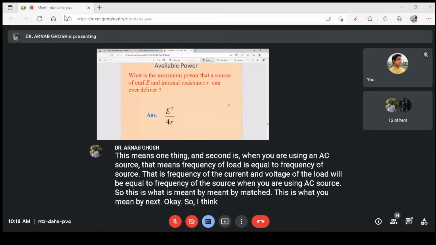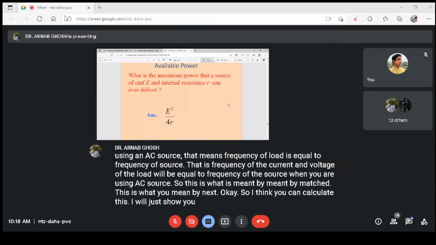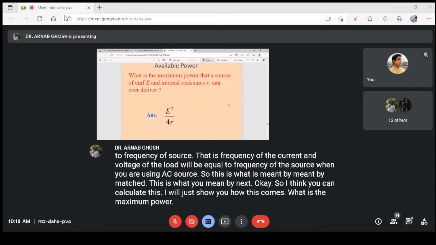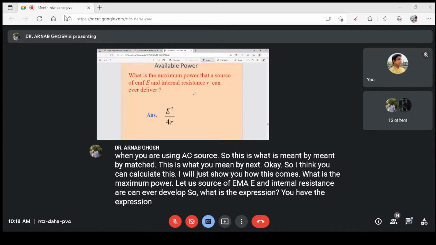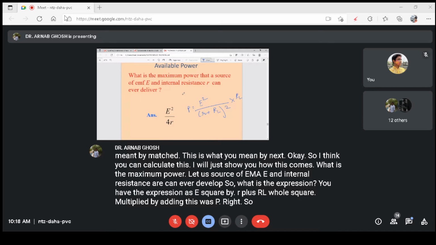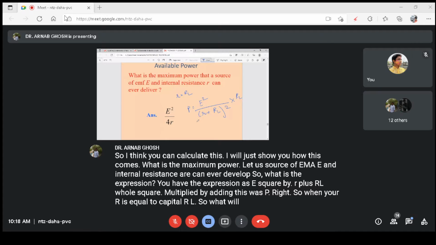So I think you can calculate this. I will just show you how this comes. What is the maximum power that a source of resistance R can ever develop? What is the expression? You had the expression as E square by (R plus RL) whole square, multiplied by RL, right?